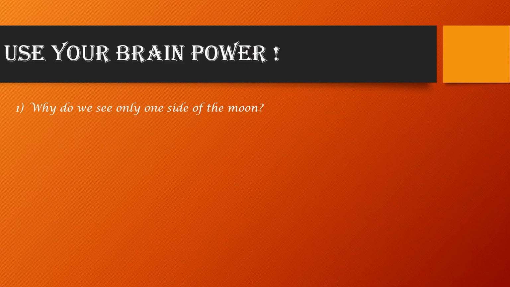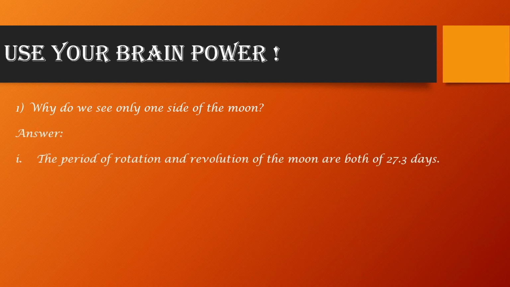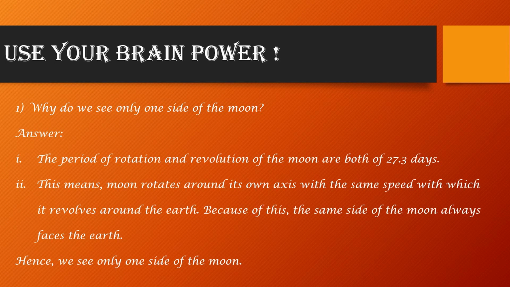Students, use your brain power to answer this question: why do we see only one side of the moon? Yes, the period of rotation and revolution of the moon are both of 27.3 days. This means the moon rotates around its own axis with the same speed with which it revolves around the earth. Because of this, the same side of the moon always faces the earth. So hence, we see only one side of the moon.